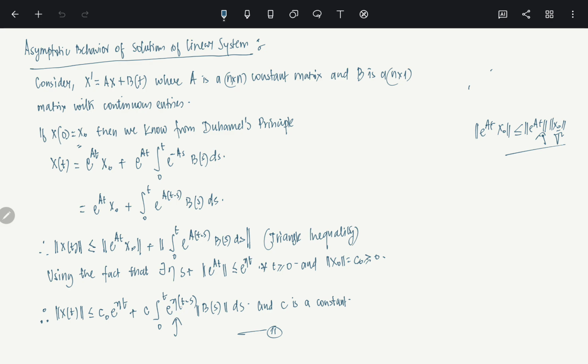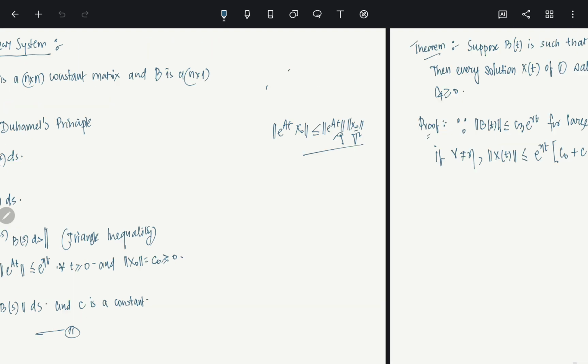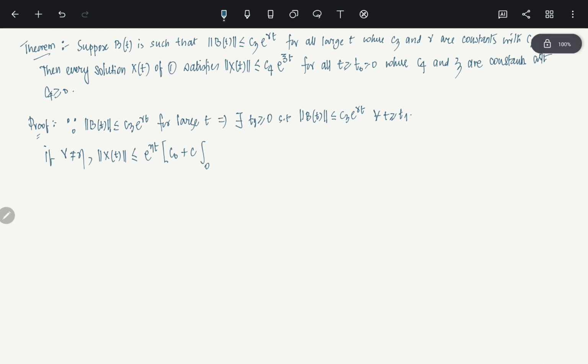E to the power gamma t we already took out, so e to the power minus gamma s norm of bs ds. So it is 0 to t, e to the power minus gamma s norm of bs ds. This is what we are left with. Now see, this is again dominated by e to the power eta t. C naught plus C, 0 to t.